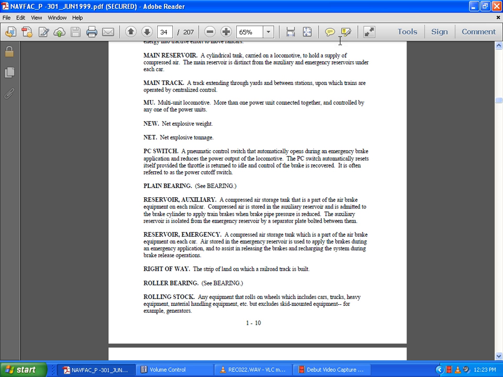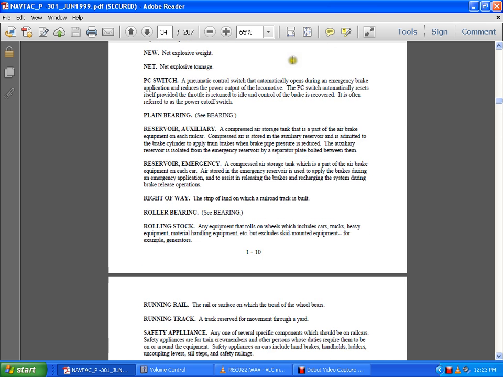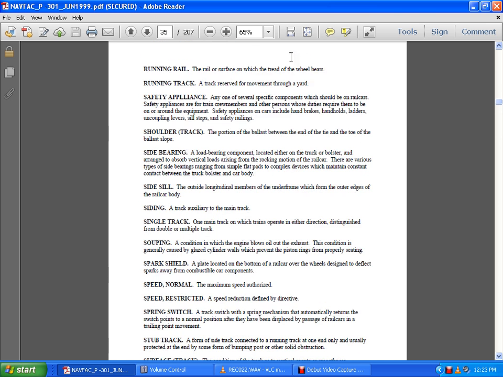The right of way is a strip of land on which railroad track is built. Rolling stock is equipment that rolls on wheels, and includes cars, trucks, and heavy equipment, maintenance and handling equipment, but excludes skid-mounted equipment. Running rail is the rail whose surface is treaded on by the wheels. Running track is a track that is reserved for movement within the yard.